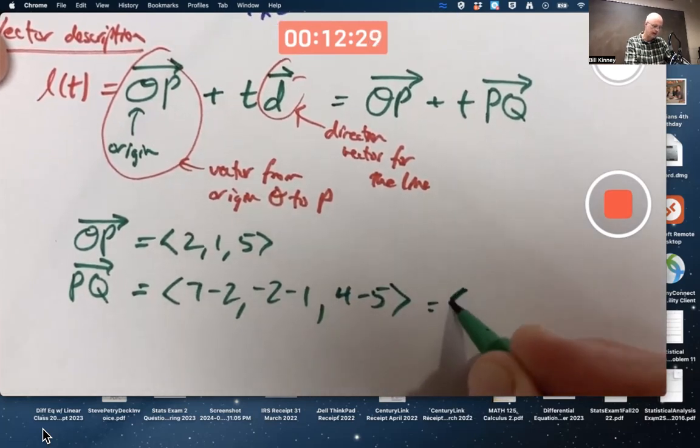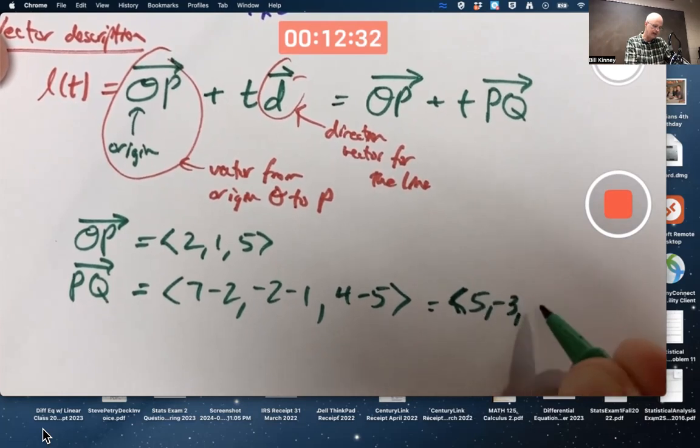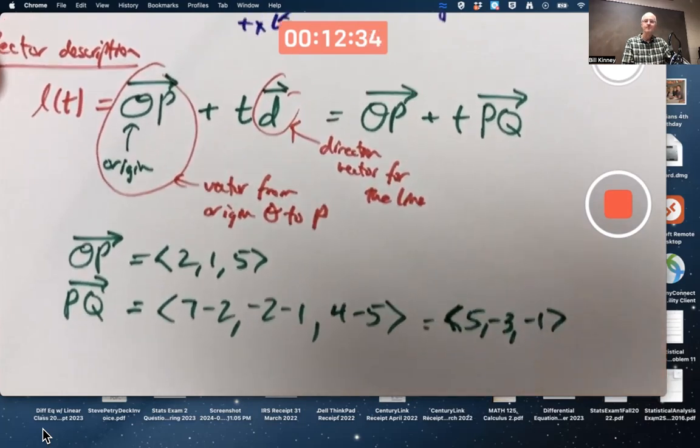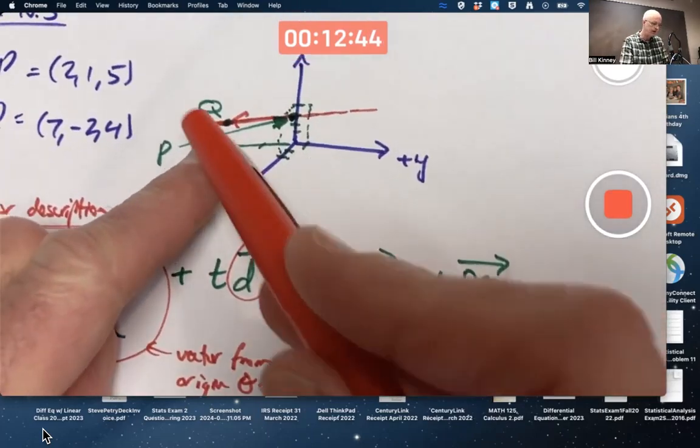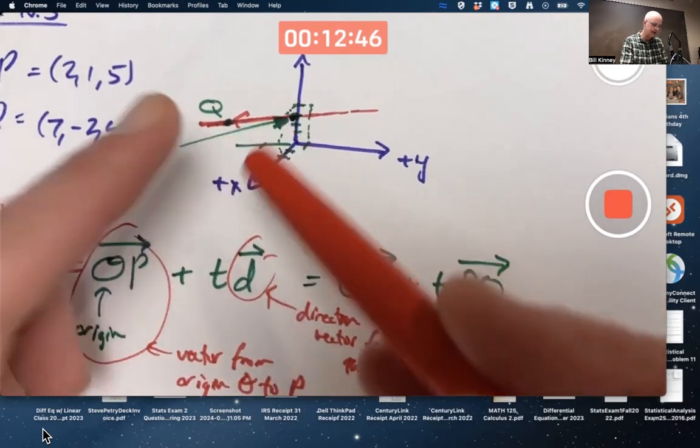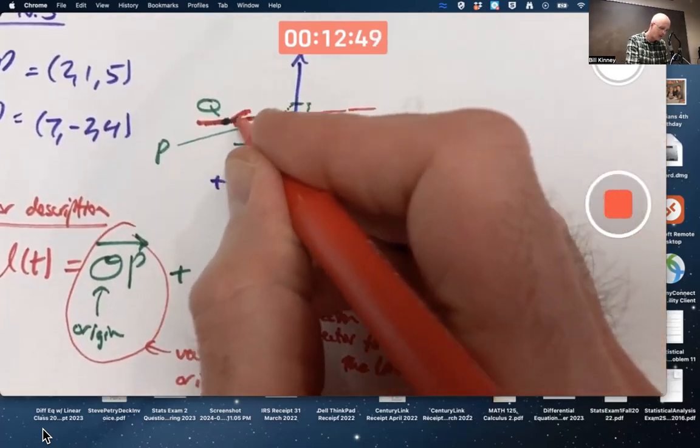So the components are going to be 5, negative 3, negative 1. Is that right? I'm not proving it. I hope it seems somewhat intuitive. Take the coordinates of Q and subtract the coordinates of P, and you'll get this red arrow.